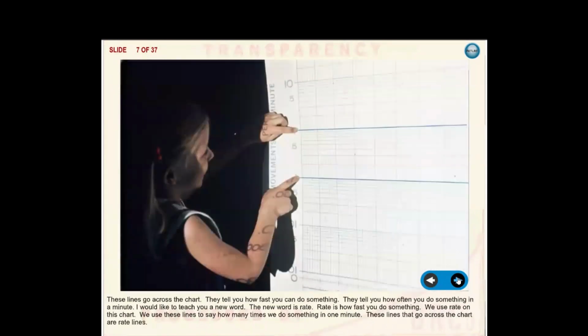These lines go across the chart. They tell you how fast you can do something. They tell you how often you do something in a minute. I would like to teach you a new word. The new word is rate. Rate is how fast you do something. We use rate on this chart. We use these lines to say how many times we do something in 1 minute. These lines that go across the chart are rate lines.